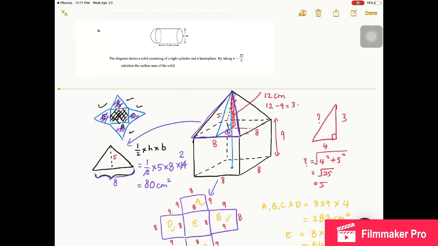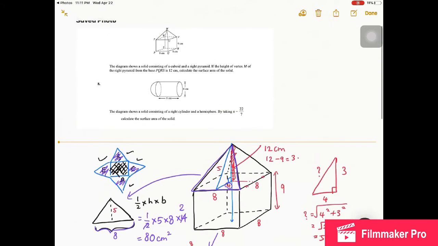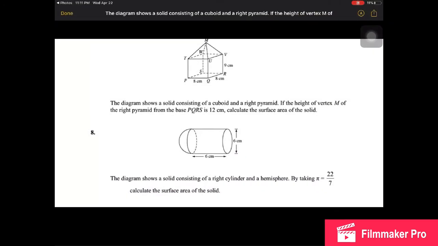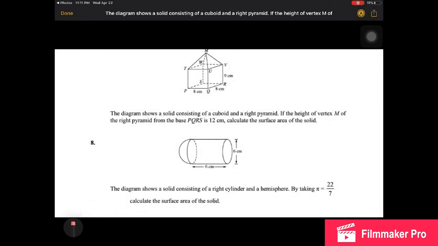We are going to continue with question 8. So for question 8, I need to redraw it here. It's okay, let's just do it here because it is simpler than the other one. So question number 8. The diagram shows a solid consisting of a right cylinder and a hemisphere. By taking pi equal to 22 over 7, calculate the surface area of the solid.